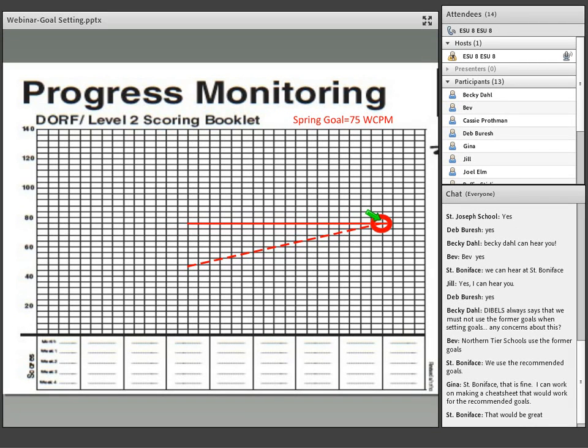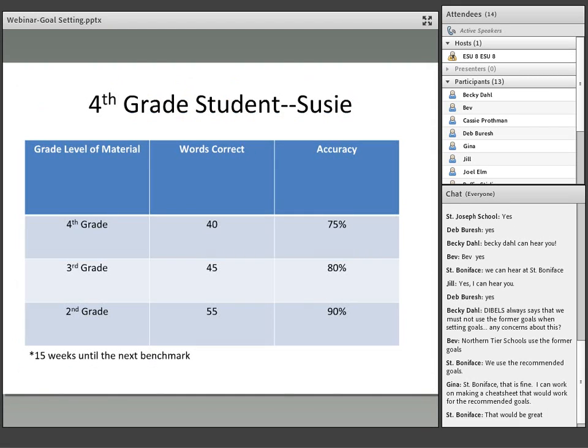Didn't mean to trick you on that one, but I forgot to walk through the next part of looking at the chart. I apologize for that. Let's go through another example here. Okay, we have a 4th grade student, Susie. And as you can see, for Susie, we had to do 4th grade material where she read 40 words correct with 75% accuracy.